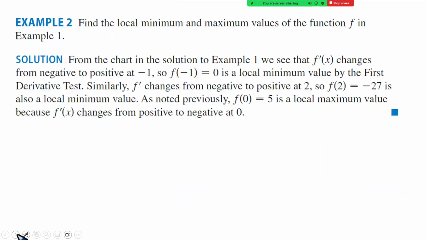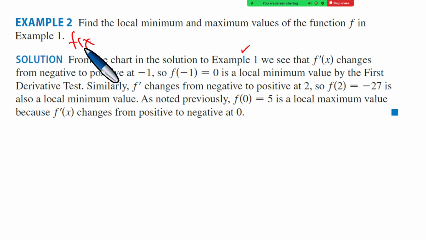Let's take a look at this particular example here. It's a very cool example. Find the local minimum and maximum values of the function f in example 1. We are able to make the following determination here, from the chart in the solution to example 1. There's an example we just went through together, but remember, we want to find the local minimum and maximum values of the function f in example 1.